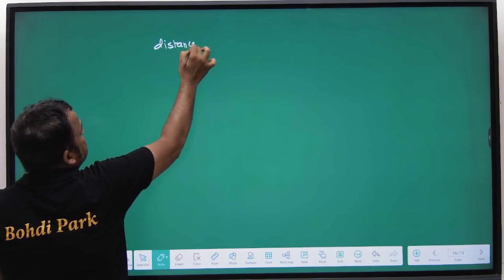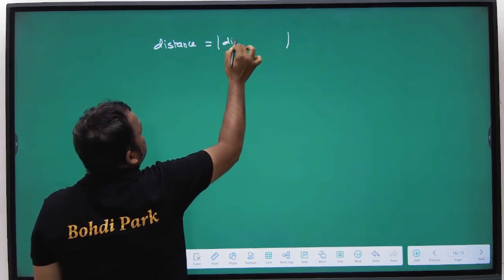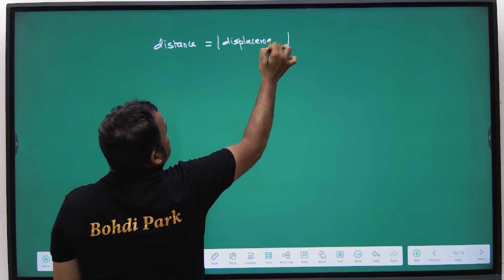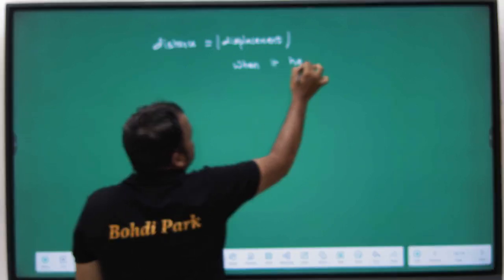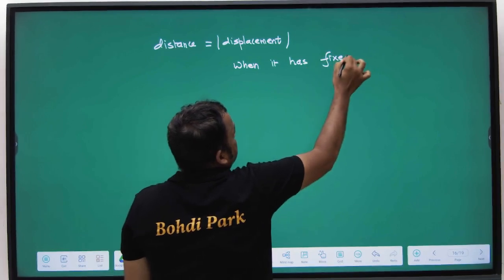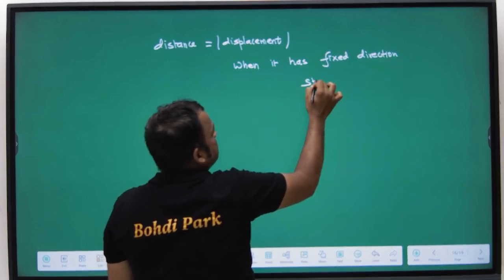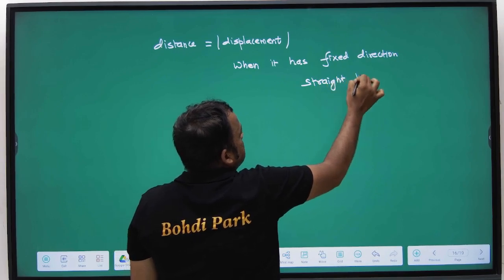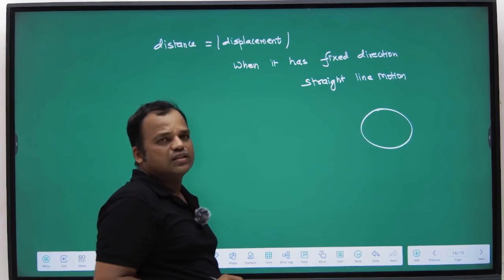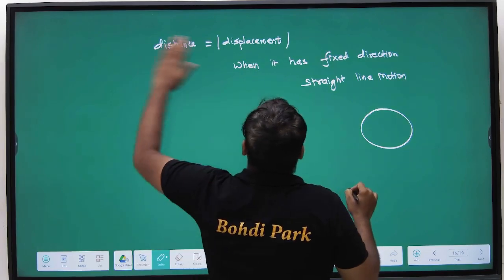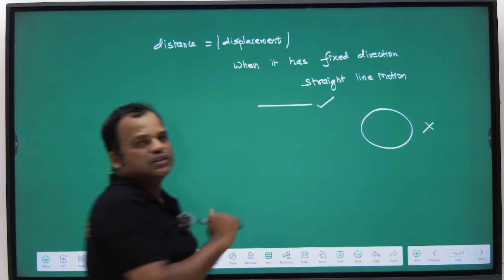but we know that distance is a positive quantity, so we can write distance is equal to magnitude of displacement when it has a fixed direction. Fixed direction means straight line motion. It is possible only in straight line motion. Like for example in circular motion the direction is not fixed, right? So we cannot use this formula in circular motion. It is a straight line motion, so we can use this formula.